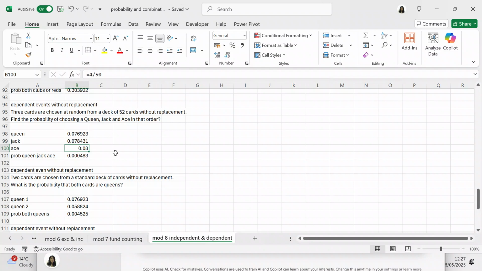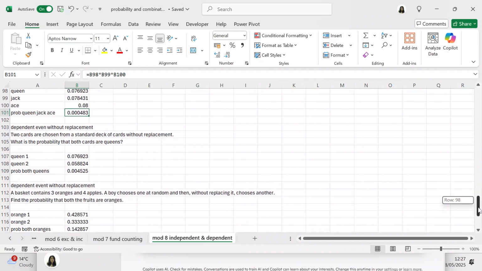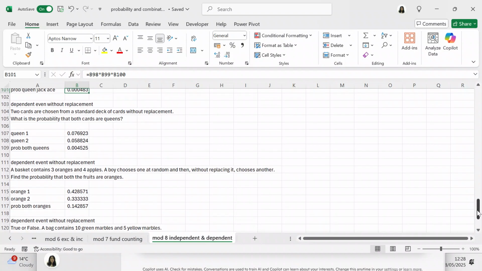So the probability of queen, jack, and ace in that order is going to be queen times jack times ace. So it's going to be 0.83%. So that's very low probability. So the next question we have is a dependent event.